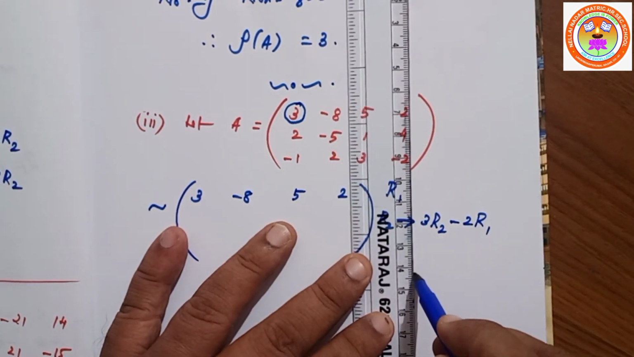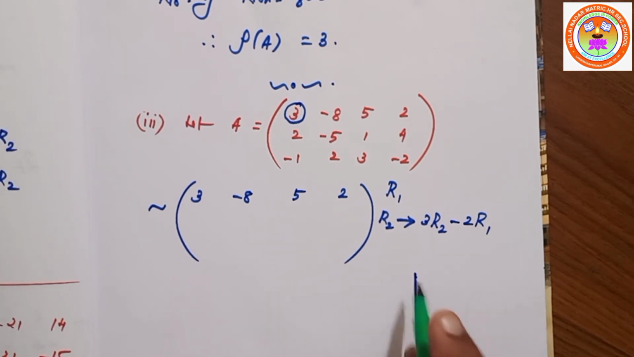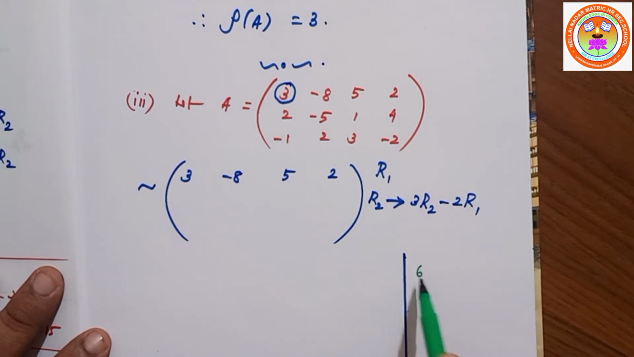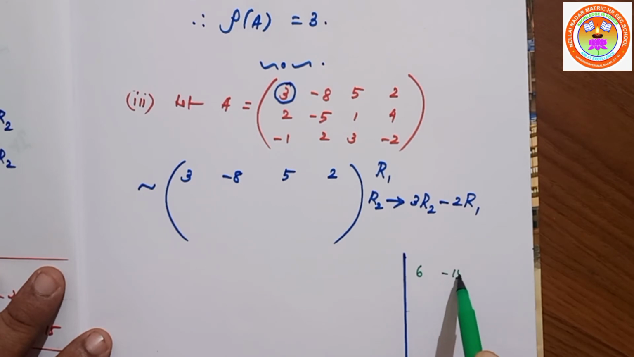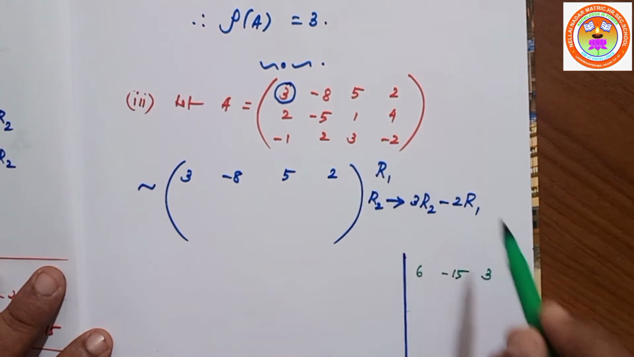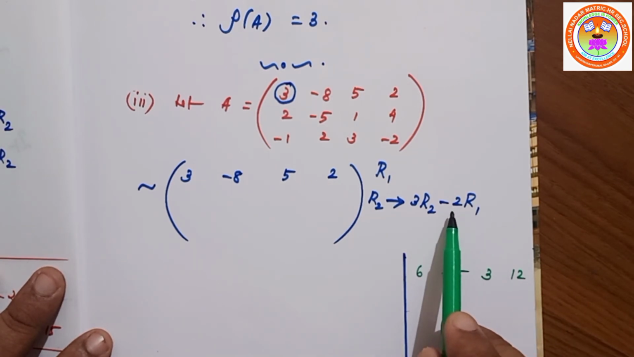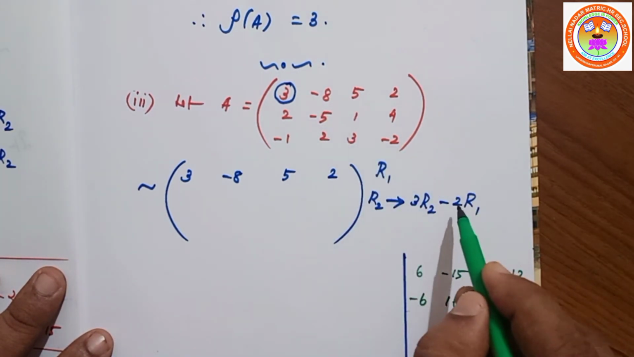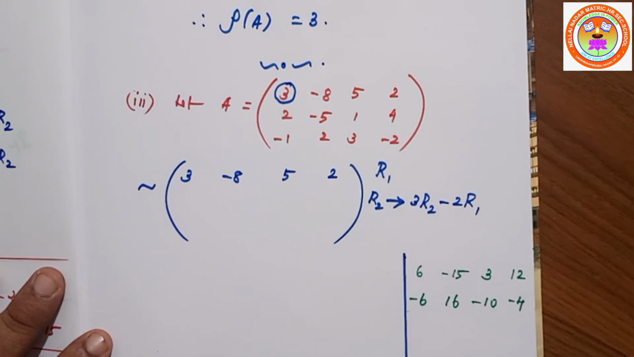The right hand side. 3 times R2, multiplied by 3: 3 2s are 6. 3 into minus 5 is minus 15. 3 1s are 3. 3 4s are 12. Now R1 should be multiplied by minus 2. 3 into minus 2, minus 6. Minus 8 into minus 2, that is 16. 5 into minus 2, that is equal to minus 10. 2 into minus 2, that is minus 4.